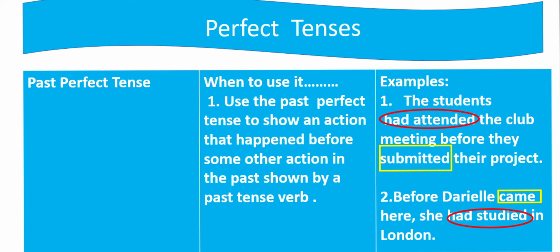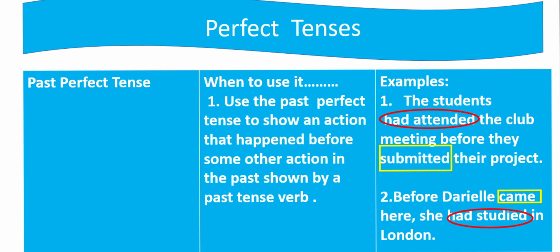The students had attended the club meeting before they submitted their project. So if you look at the sentence, there are two verbs here. The first one is had attended, which is a past perfect tense, and then the second verb is in the simple past tense. So that's a clue. You can easily tell your students that in the past perfect, there are two actions. So an action that happened before some other action in the past. And of the two verbs, one verb should always be in the past perfect, and the other verb should be in the simple past tense. Had attended, and then the second verb is submitted.